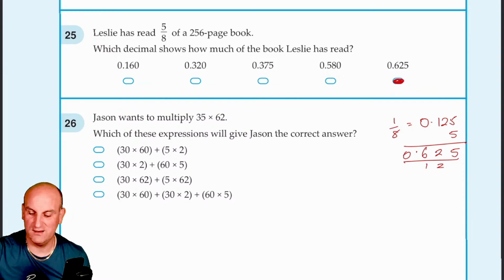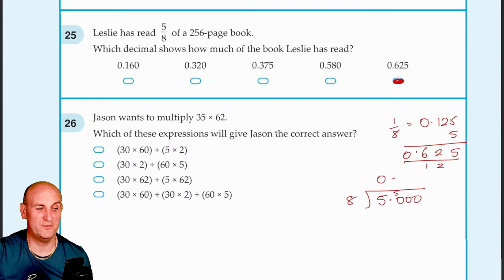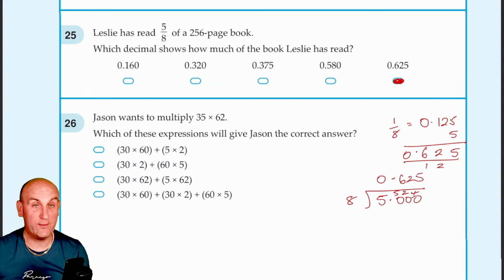And in fact, you could have done it a different way. I could have done 5 divided by 8. Obviously, I'm going to put some zeros in there. 8s don't go into 5, so I put the 5 there. 8s go into 50: 8, 16, 24, 32, 40, 48. So that's 6 times, remainder 2. 8 goes into 20 twice, remainder 4, 8 goes into 40 five times, and you could have got it that way as well.